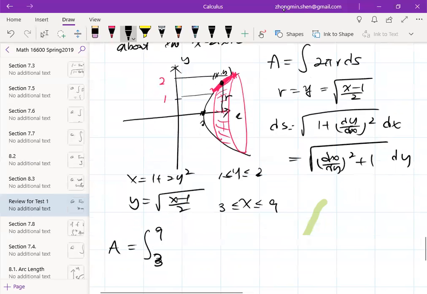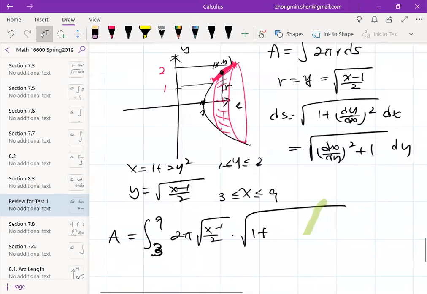3 to 9, right? Then it's dy over dx. So how can I find dy over dx? Sorry, it's 2 pi r there. I forgot 2 pi r. Right? 2 pi r. R should be expressed in terms of x. And here's 1 plus dy over dx squared. The antiderivative of, I think this is a constant taken out, and 2 square root of x minus 1. I think this is a derivative. Yes, square root x. Yes.